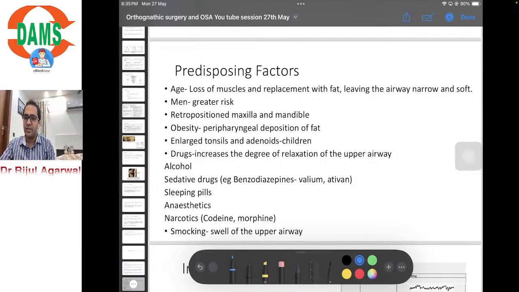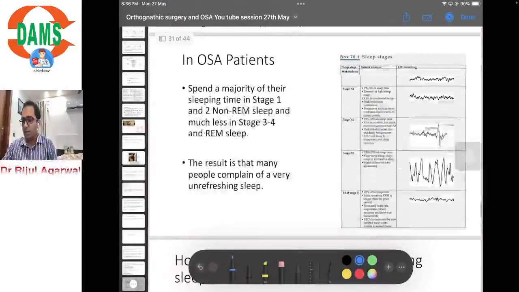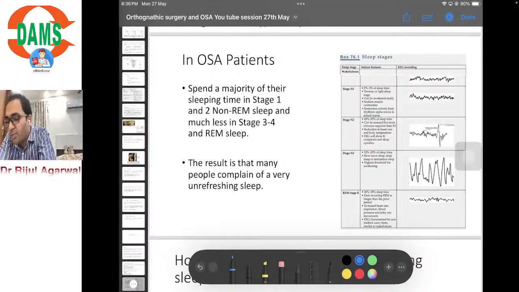Drugs, that is, those that increase the degree of relaxation of the upper airway. What are the common drugs? That is alcohol, sedatives, sleeping pills, anesthetics and narcotics, and smoking, leading to swelling of the upper airway, are the most common predisposing factors. So as we all know, this table from our physiology classes shows the sleep stages, that is rapid eye movement and non-rapid eye movement. From our orthodontic point of view, we should know that OSA patients tend to spend a majority of their time in stage 1 and 2 of non-rapid eye movement sleep.